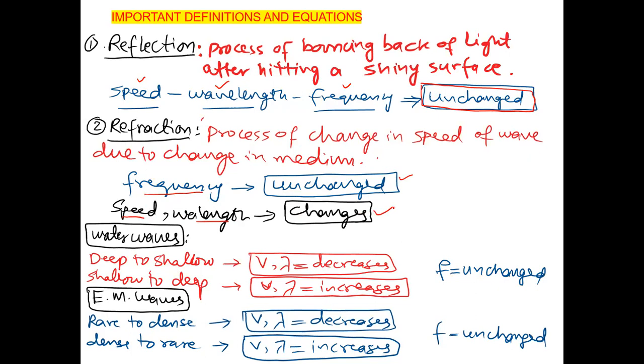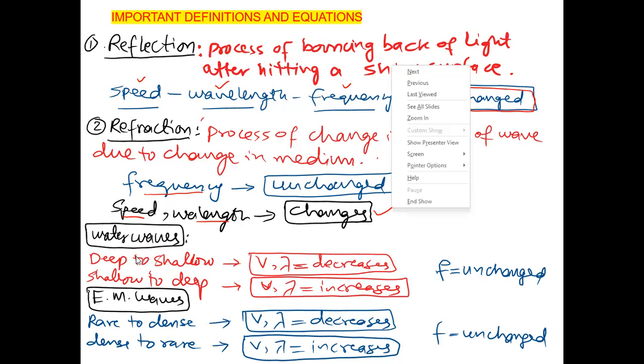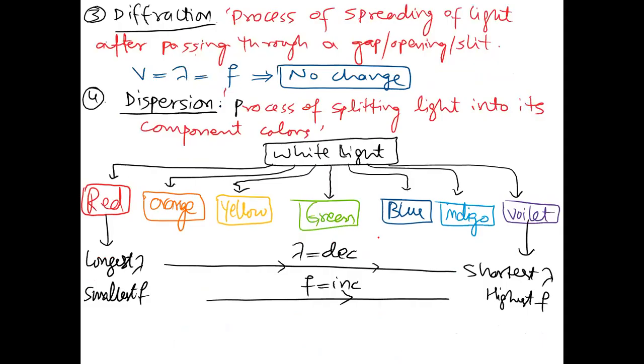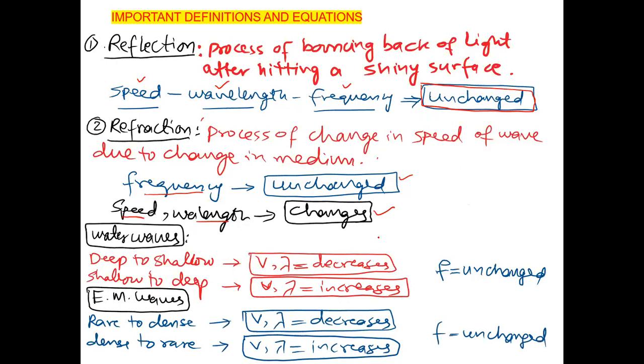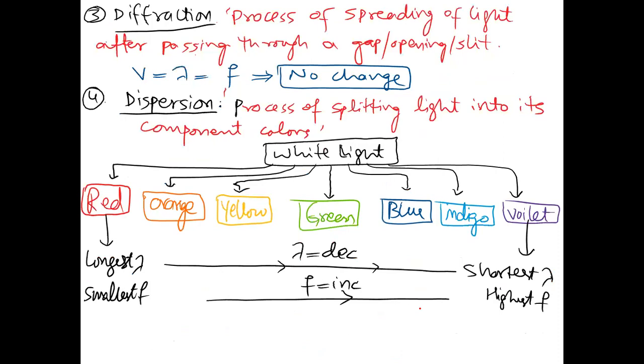Well, how do they change? They change according to the waves. Let's say if water waves go from deep to shallow, speed and wavelength decrease. If they go from shallow to deep, speed and wavelength increase, frequency remains unchanged. For electromagnetic waves like light and heat, when light goes from rare to dense, speed and wavelength decrease, and from dense to rare, speed and wavelength increase. Frequency remains unchanged. Diffraction is the process of spreading of light after passing through a slit, and there is no change in speed, frequency, or wavelength.